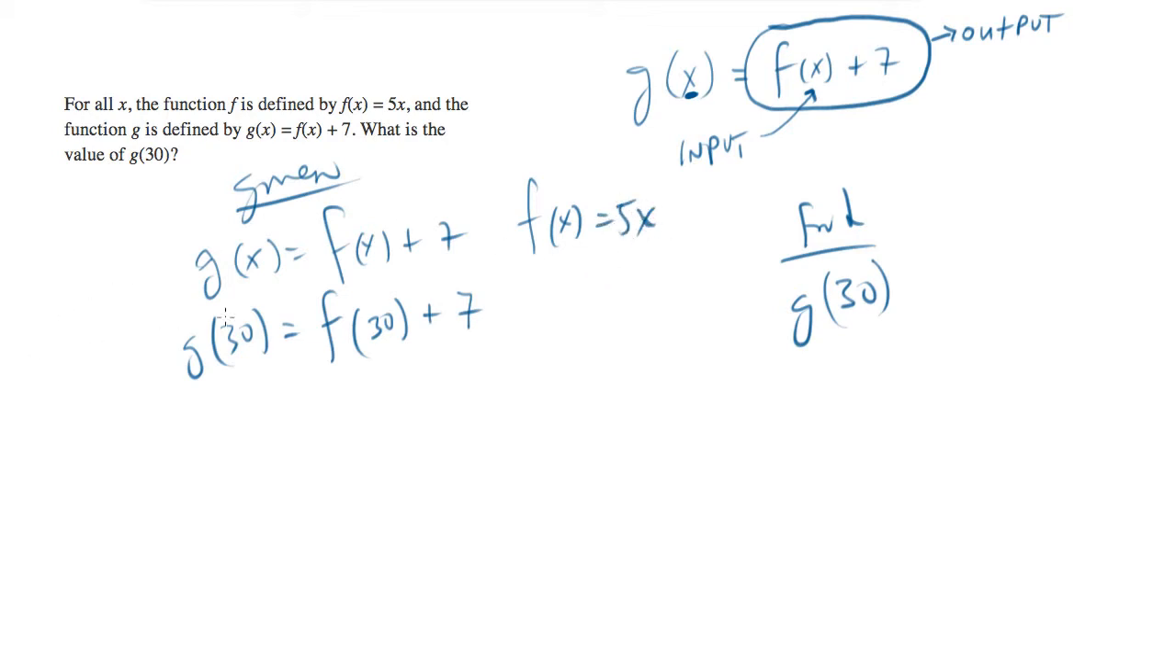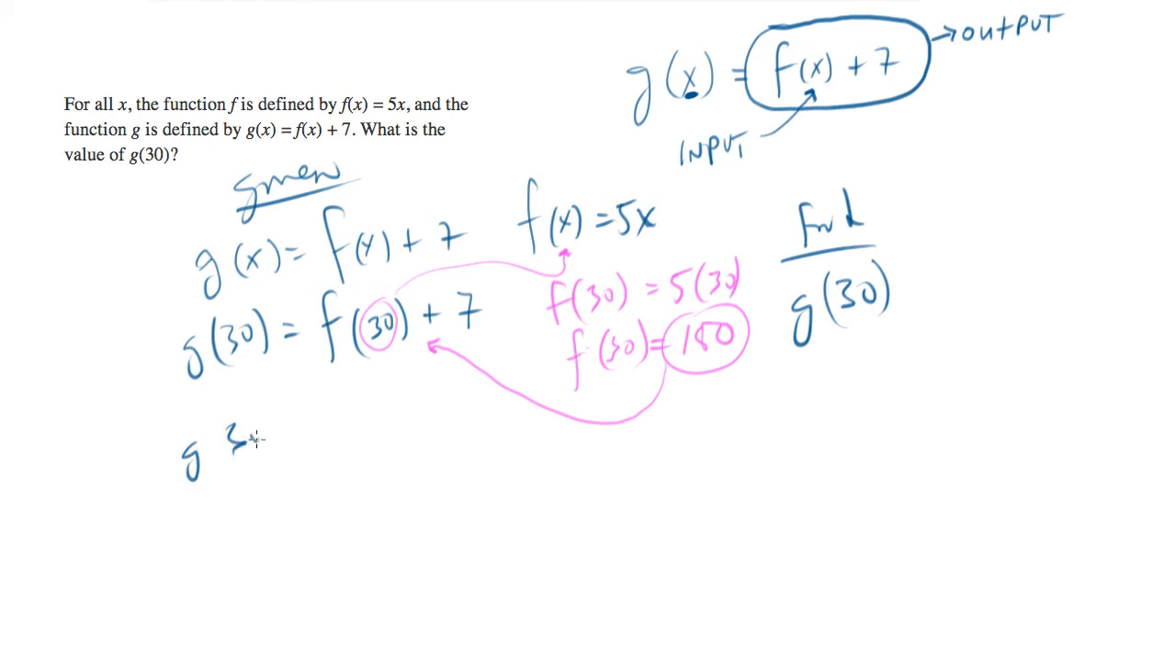So if I take the 30 and I plug it in here for x, what I end up with is f of 30 equals 5 times 30, which is equal to 150. So f of 30 equals 150. And now we can plug that back in where we have it in our equation with g.